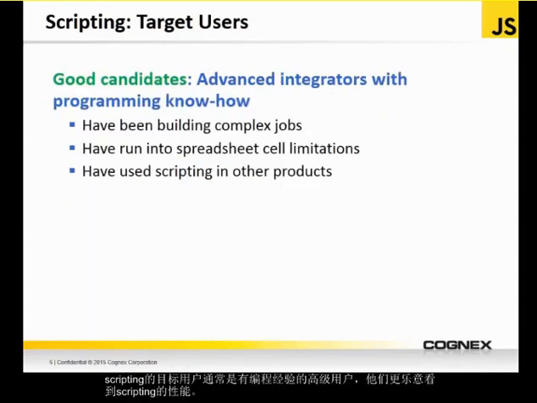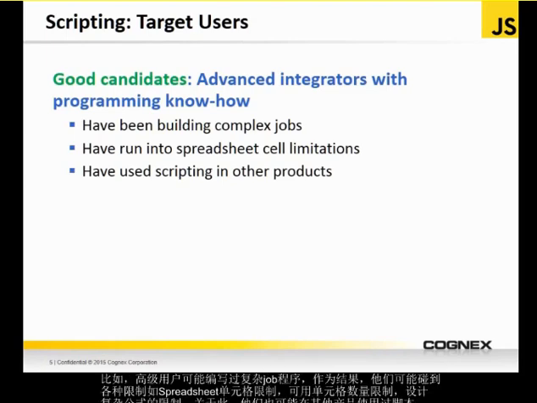A word about target users for scripting. In general, we are looking to target advanced users of our tools who have some programming background. They are the ones who will be the most excited about the scripting capabilities. For instance, these advanced users have been building complex jobs, and as a result, they have run into spreadsheet cell limitations. They might be running into limitations as to the number of cells that are available to them. They might be running into limitations as to the complexity of the formulas that they can create. And for that matter, they might have used scripting in other products.